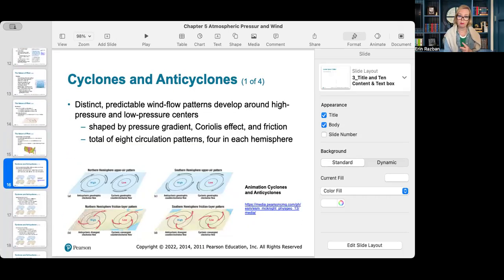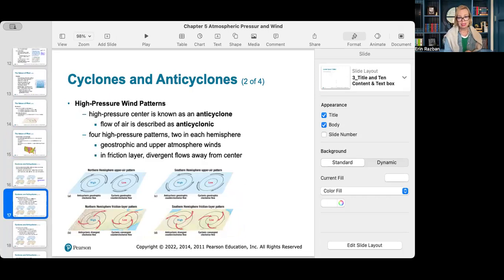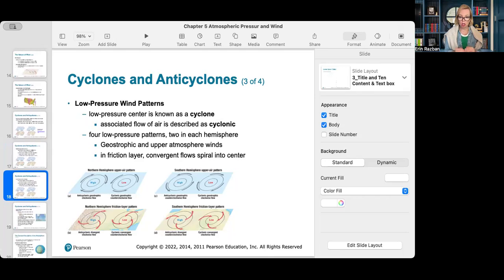So let's talk about two important wind patterns, cyclones and anticyclones. Anticyclones are high pressure cells where air sinks in the center and spreads out near the surface. Cyclones are low pressure cells where surface air converges and rises. These systems create 8 distinct circulation patterns split evenly between cyclones and anticyclones, varying by hemisphere and altitude.